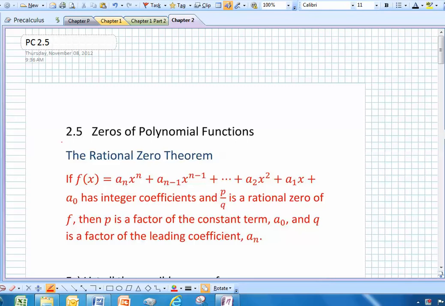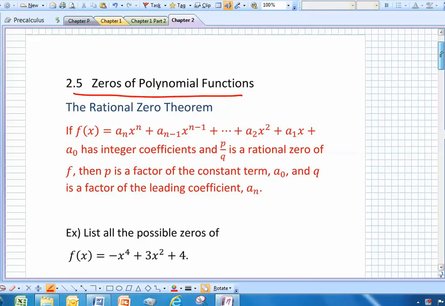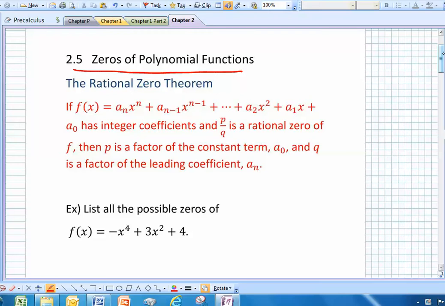Welcome to tonight's video on section 2.5, talking about finding the zeros of polynomial functions. Today we're going to talk about finding the zeros if you're not given one of them right away. And the way we do that is to come up with a list of possible numbers that could be zeros, and to do that we use what's called the rational zero theorem.